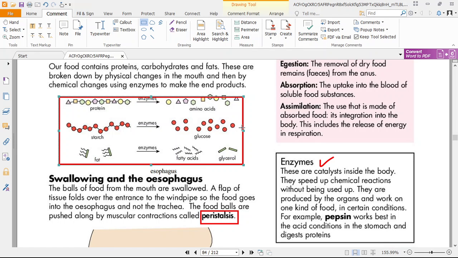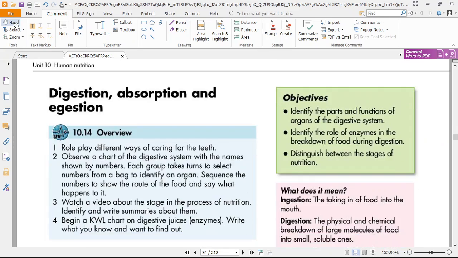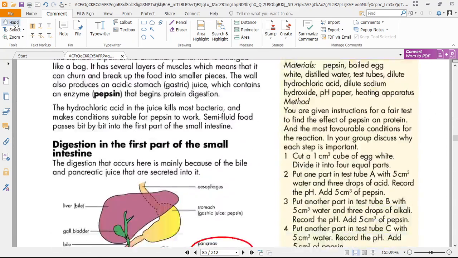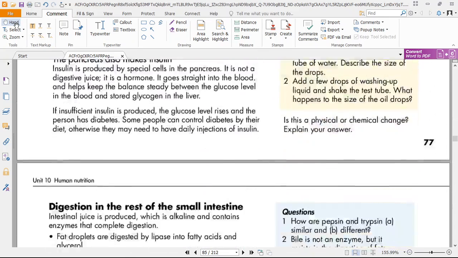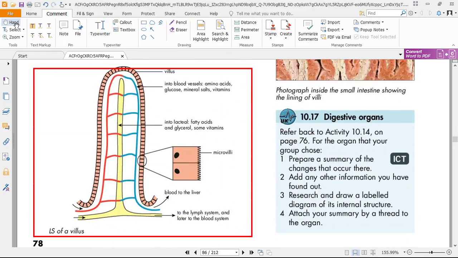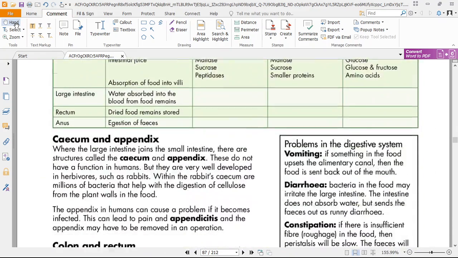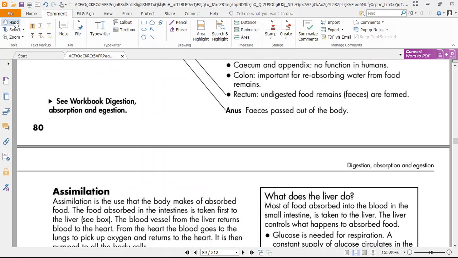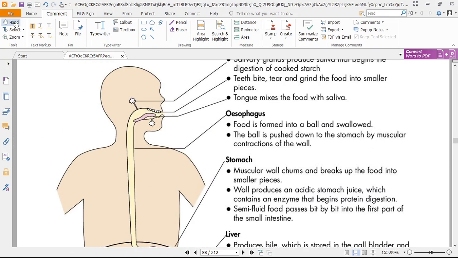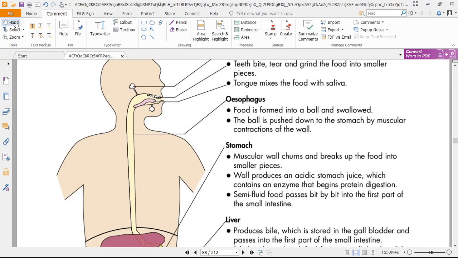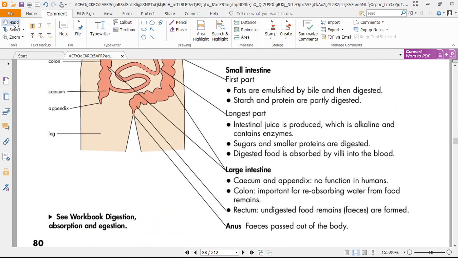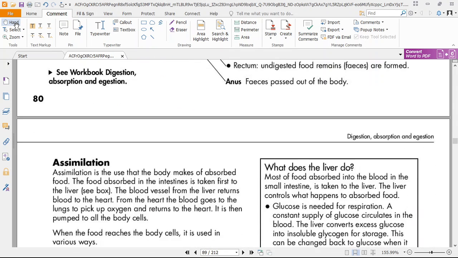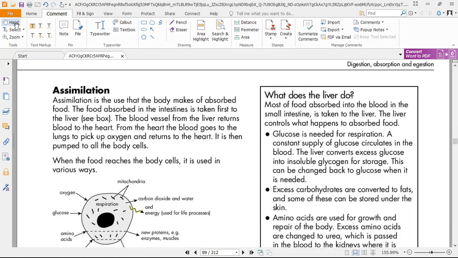This one here, this table here, and most of all this diagram. These are the important diagrams. Get to know them. Take the time now to go through what you need to go through.